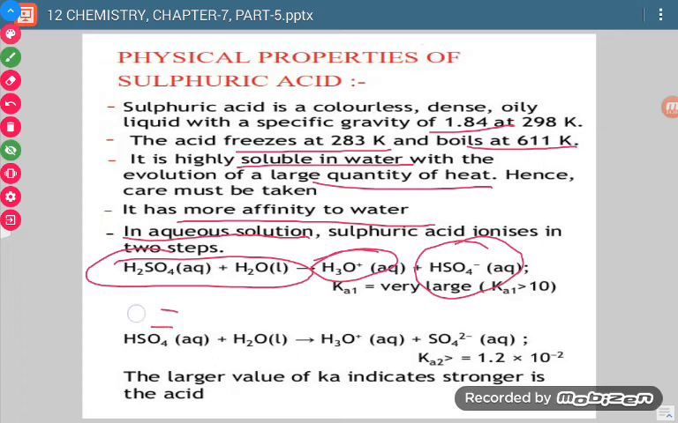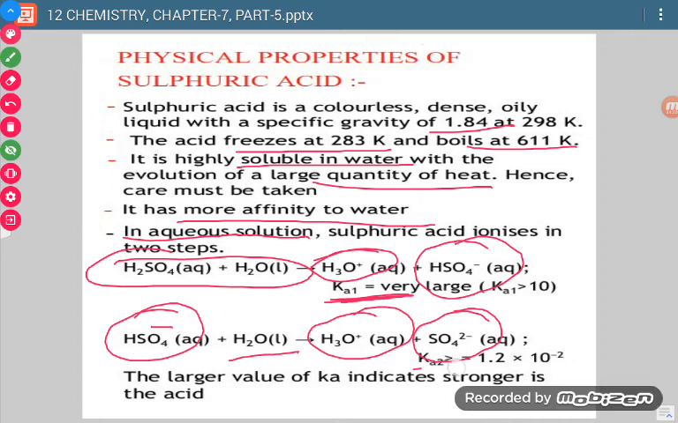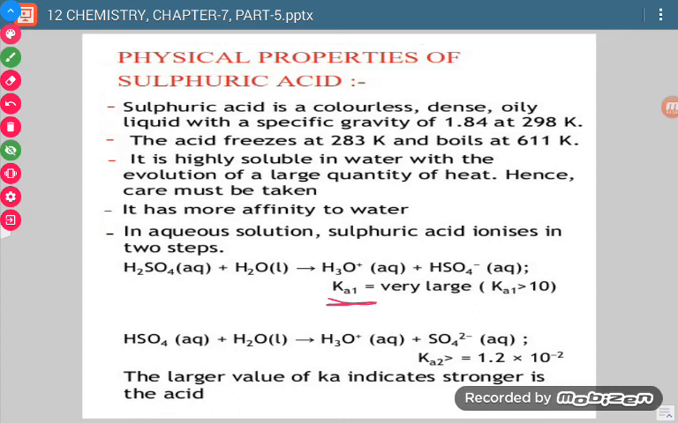Now this hydrogen sulfate ion again will ionize to form sulfate ion and one hydronium ion. Now since it is a 2-step reaction, for each step there is some value of ionization constant. For the first step, we say it is Ka1, for the second step it is Ka2. So the overall value will be given by the product of the 2. So it means this value will be a larger value. A larger value of Ka indicates that the acid is stronger.